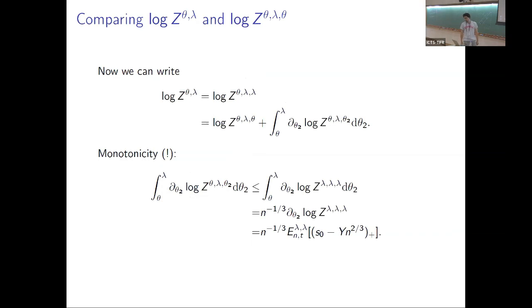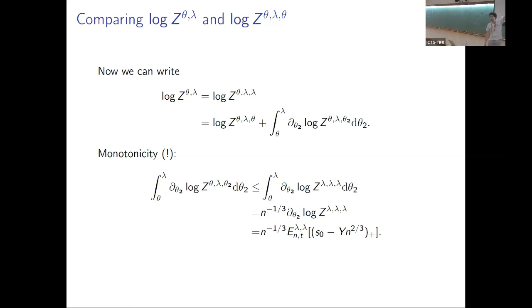If we do this, then we can write the partition function with 2 parameters in terms of the 3-parameter partition function, where we have now lowered 2 of the parameters, the parameter in far time and the parameter for initial time, and there's just 1 piece here that's still at the higher value of the parameter. We can control the difference because the difference can be expressed in terms of this expectation of SCO minus y n to the 2/3. What's very important is that this step uses only monotonicity.